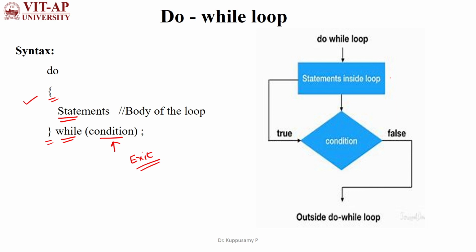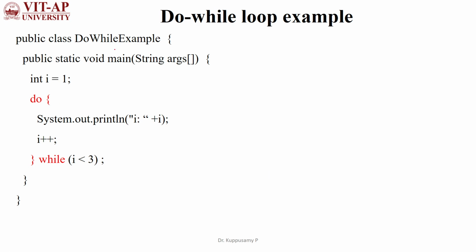As per this flowchart, the set of statements inside the do while block execute, then the condition will be checked. If the condition is true, again this set of statements will execute. If the condition is false, then it will come out of the do while loop. As per this, the example is given here. A class is created and the main method is defined here. i is initialized with value 1. Then do is started, with a block of two statements available here. First, which is printing the i value.